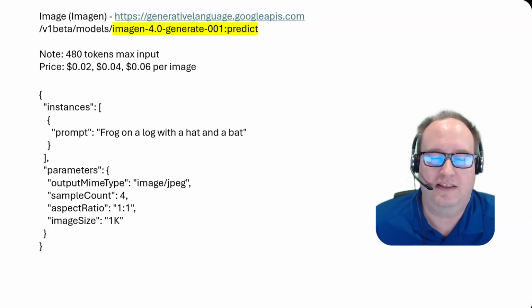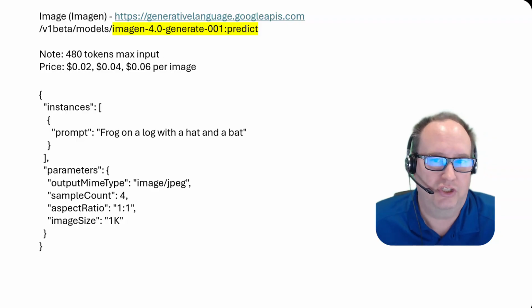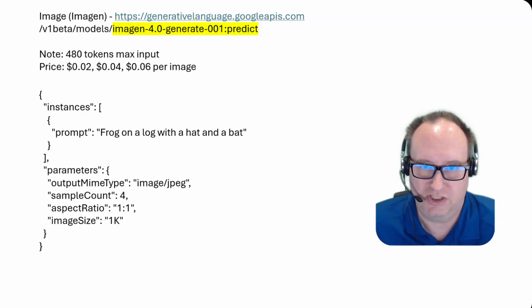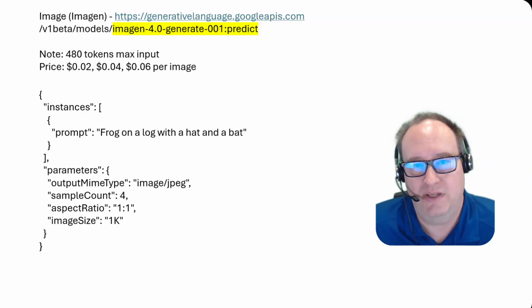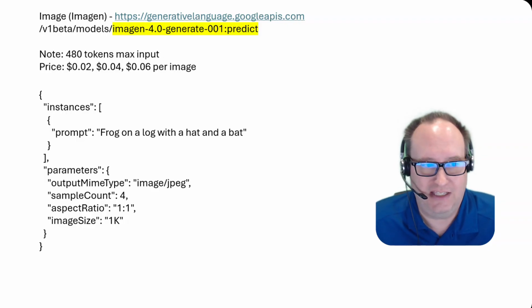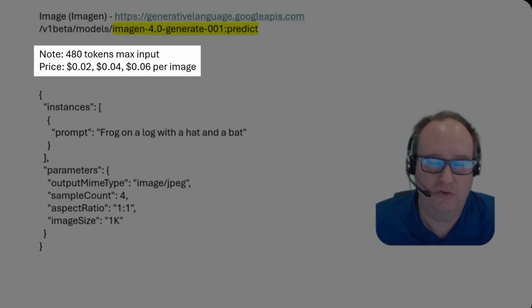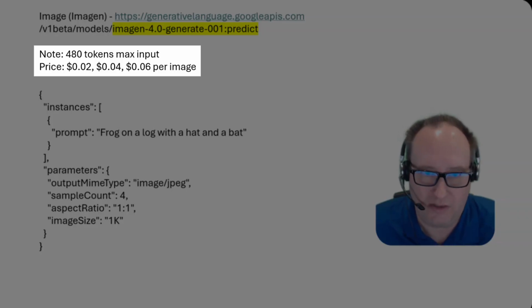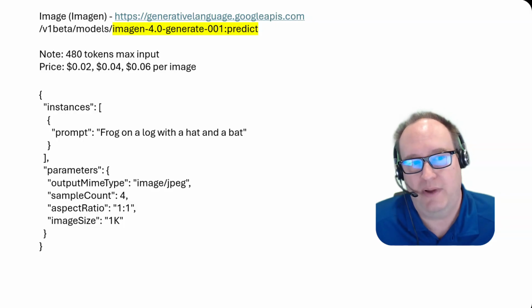Now, next, we're going to look at the image generation. And there's really two core types of image generation on the Gemini side. There's going to be Imagen, which is currently at version 4.0, and that is a cost per image, either 2, 4, or 6 cents, depending on the quality of the image you want. Now, you would choose the quality based on the model name.